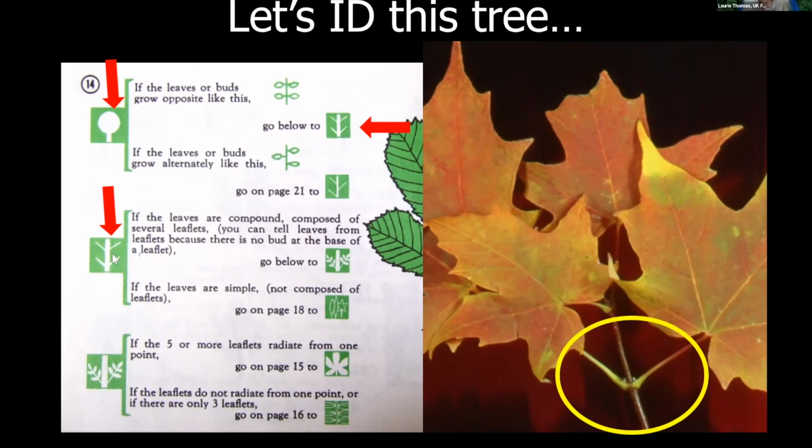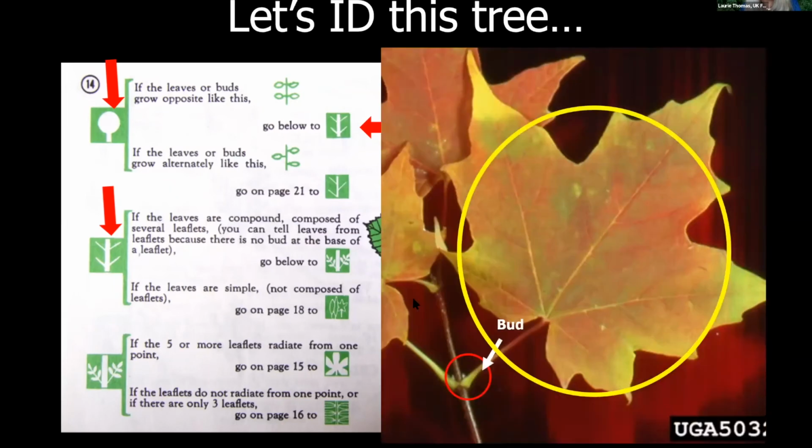We've got our oppositely arranged leaves. So now it's asking us about our leaf form again. If the leaf is compound, composed of several leaflets, or if the leaf is simple, not composed of several leaflets. So let's get a little more close up here. So we've got our bud, and we go up that leaf stem and we see one blade.